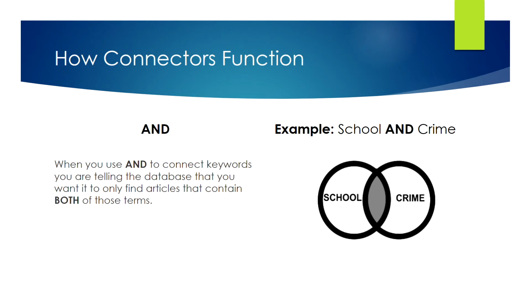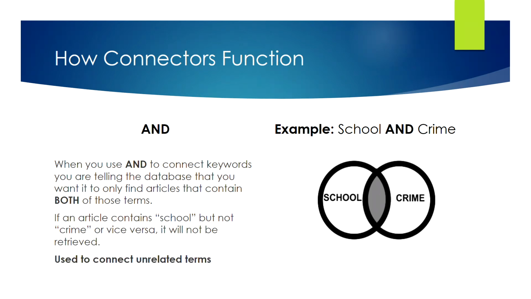In a database, if you use the word and, you're being specific about what types of articles you retrieve. You're saying that you won't take an article that has just the word school in it, and you don't want articles that just contain the word crime. You only want those articles that contain both the word school and the word crime. So you can see in this particular case, it's a much smaller area, a much smaller bank of articles, because both of those conditions must be met before the article will be retrieved. This term is used to connect unrelated terms.